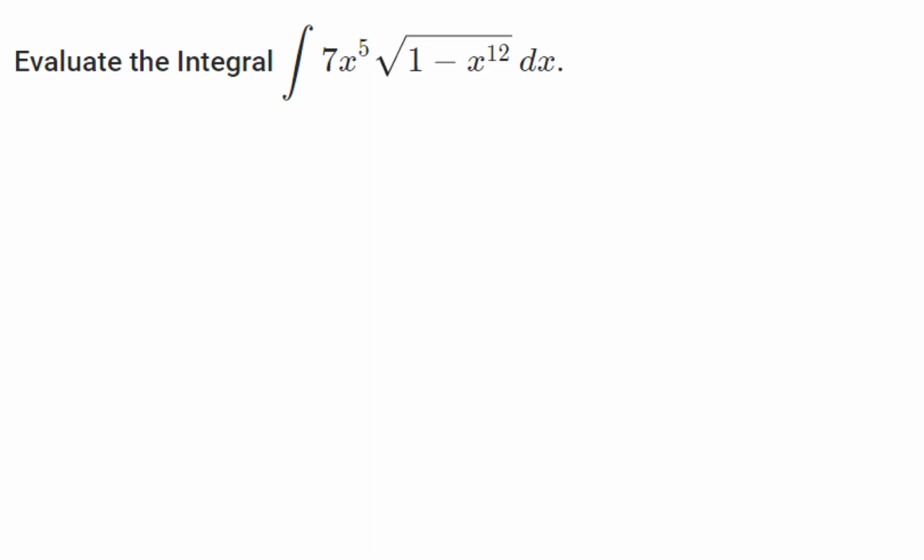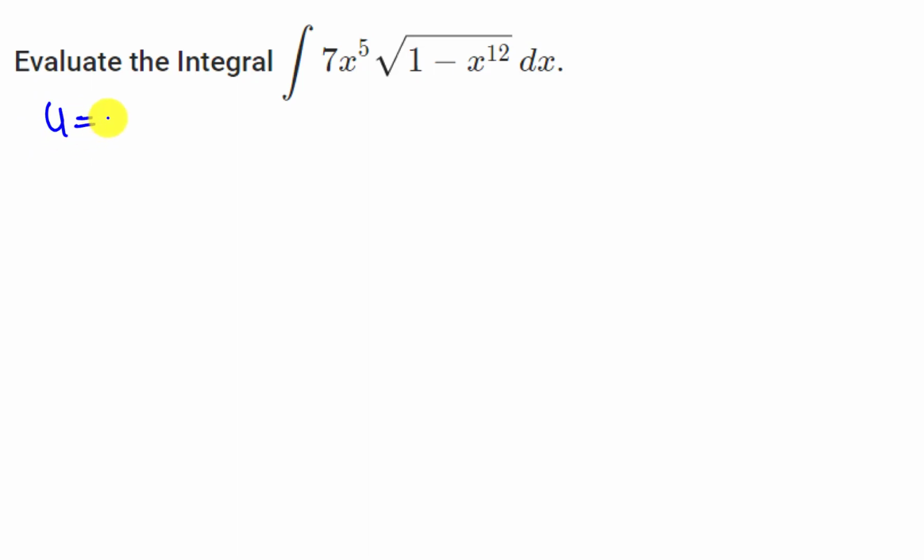As I'm looking to evaluate this integral, I looked for a u substitution, but if I let what's under the square root be my u, 1 minus x to the 12th, then my du would need an x to the 11th, and I have an x to the 5th, so that's not going to work, but that gives me a clue what I could do.